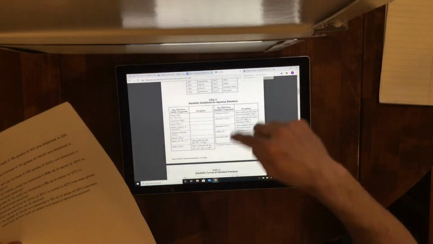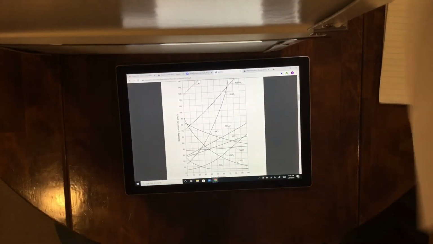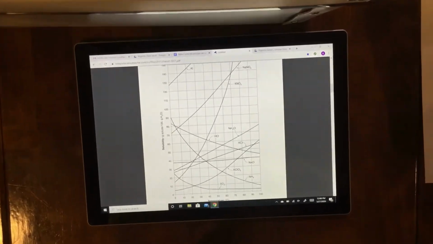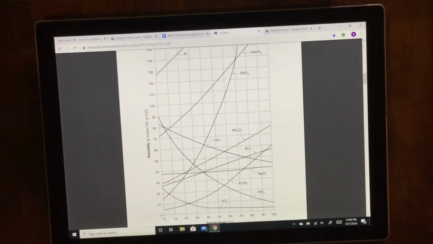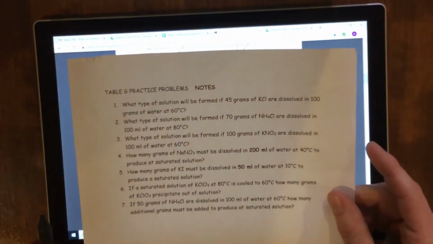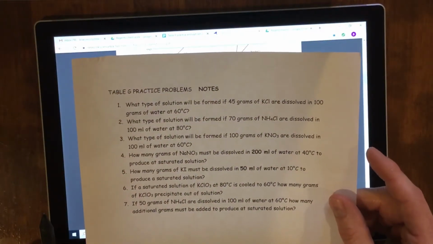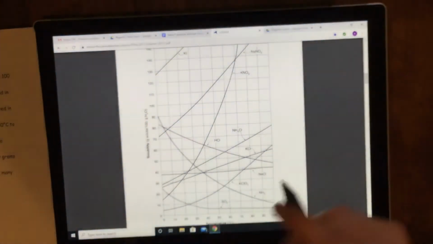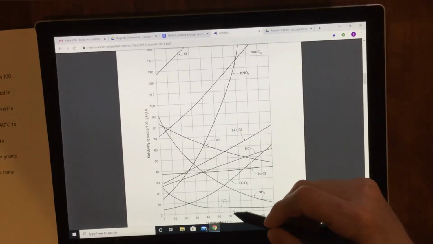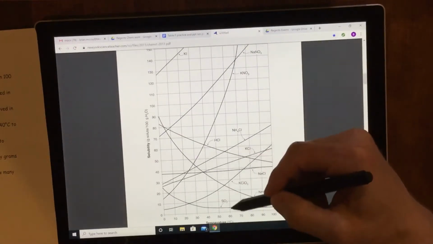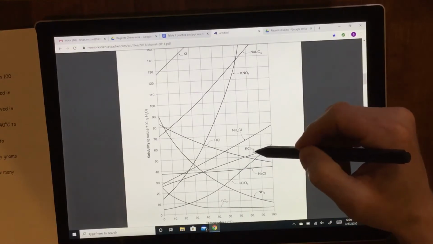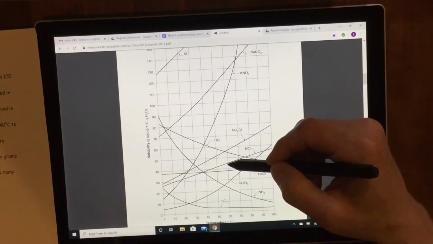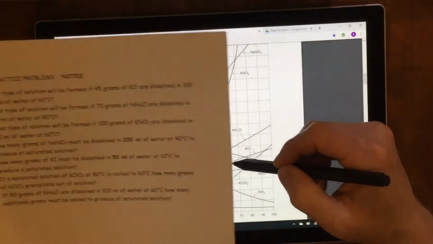All right, so table G, here we go. I could probably zoom in a little bit. There we go. All right, so what type of solution will be formed if 45 grams of KCl are dissolved in 60? Okay, so 60 degrees, 45 grams right here. And KCl, pretty much right on the line, saturated for number one.